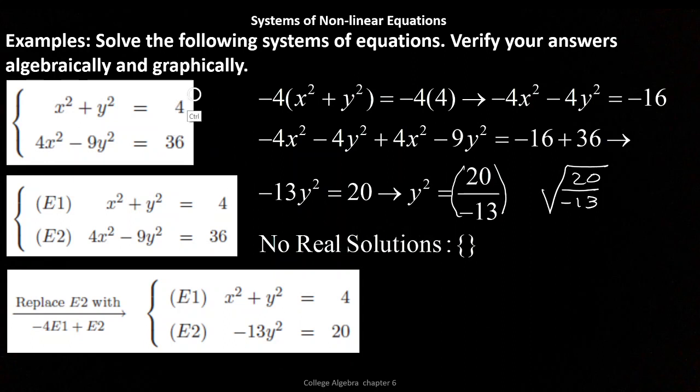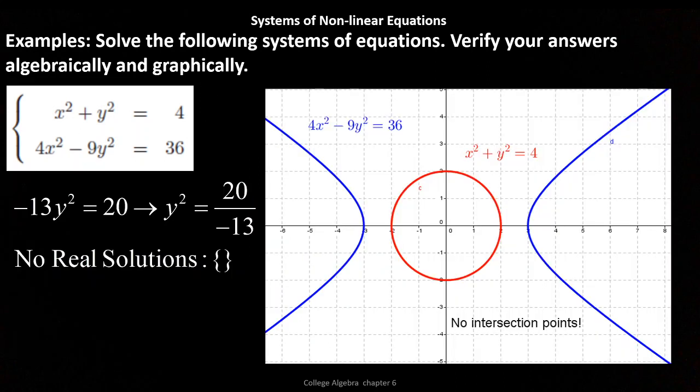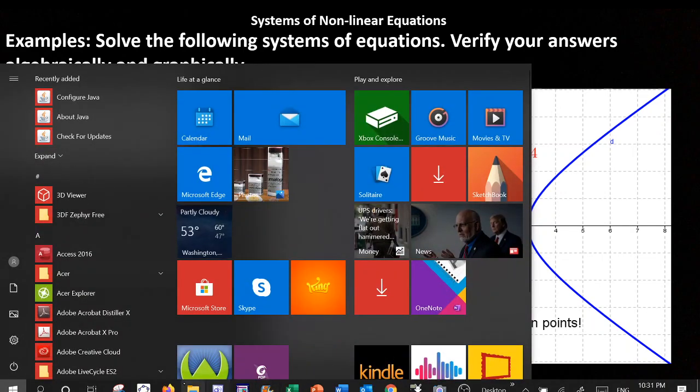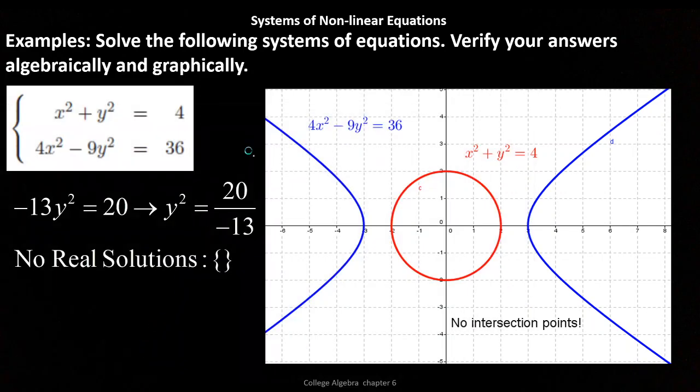So if you graph these, this is still a circle. Now this one is not an ellipse, but it's a hyperbola. I'm going to graph them and show you. There. This is a circle, and these are what? Hyperbolas. And they don't intersect.